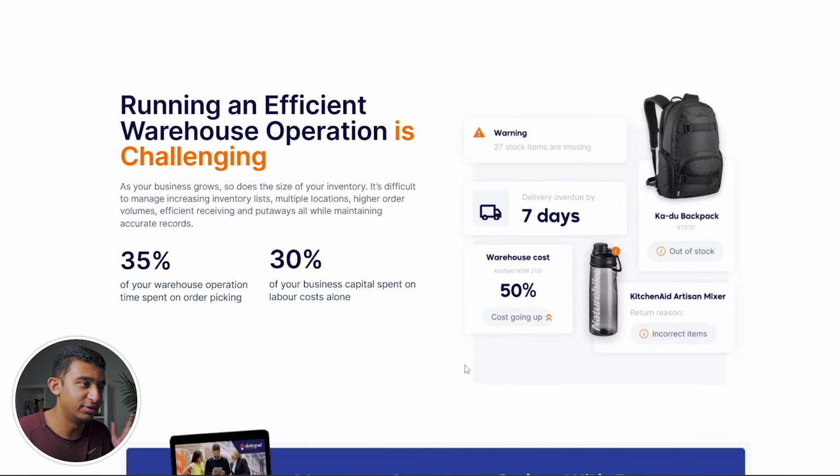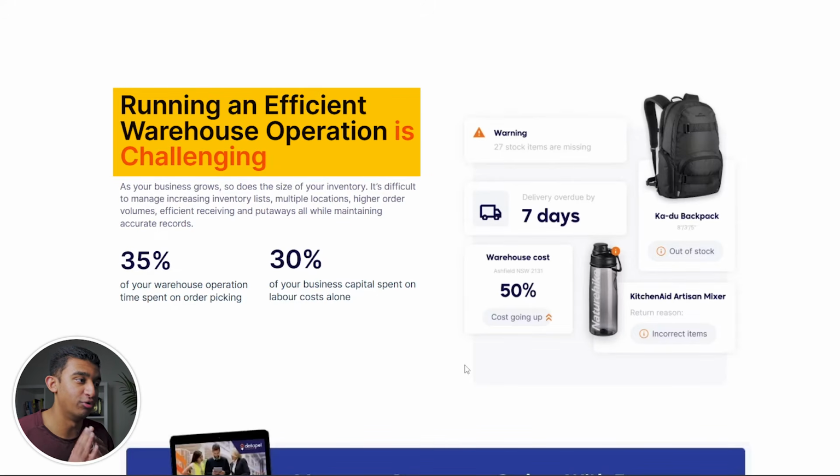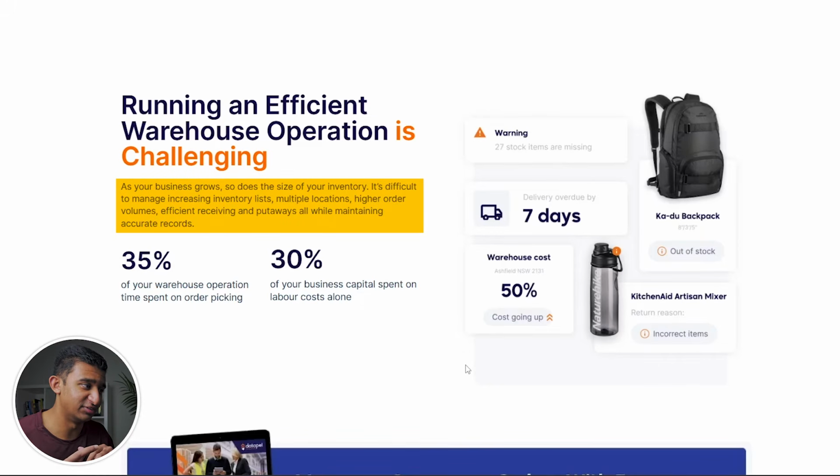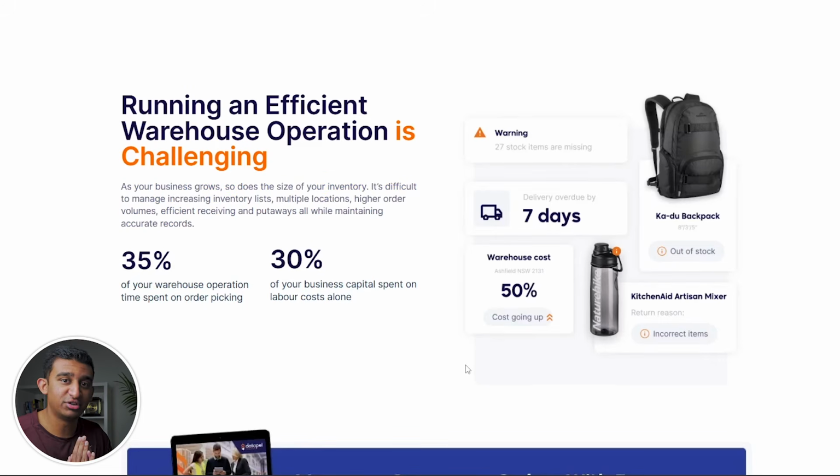If you look at DataPal, they do a great job of this, where immediately towards the top of their site, they have this copy around running an efficient warehouse operation is challenging. And then look at the body text there. As your business grows, so does the size of your inventory. It's difficult to manage increasing inventory lists, multiple locations, higher order volumes, efficient receiving and putaways, all while maintaining accurate records. They've actually done their research, they've interviewed their customers, and they're highlighting all of the different pain points right towards the top of the site.